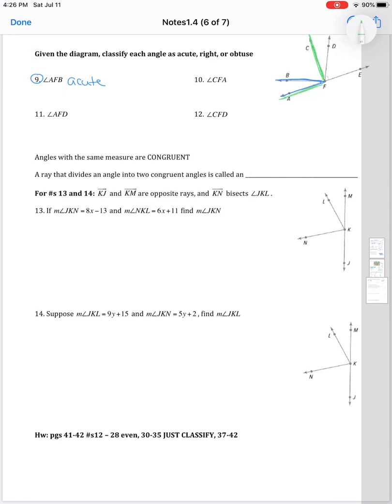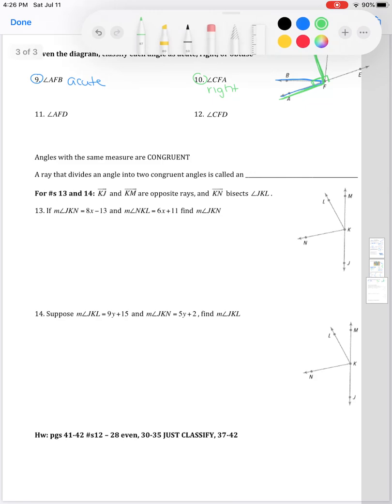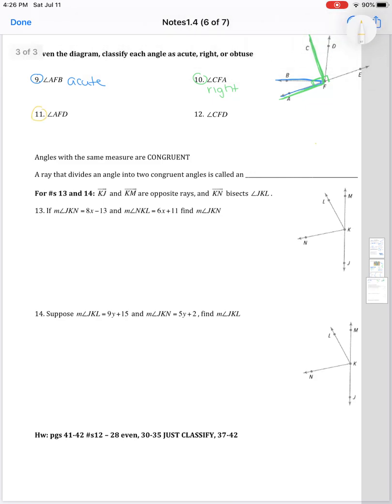Next one, CFA. C to F to A. So that's our green angle right here. Now, you see this little box on the right-hand side. That little box means a right angle. Okay, but CFA, that looks to be about a right angle. Straight up and down, perpendicular to each other. So that would work.